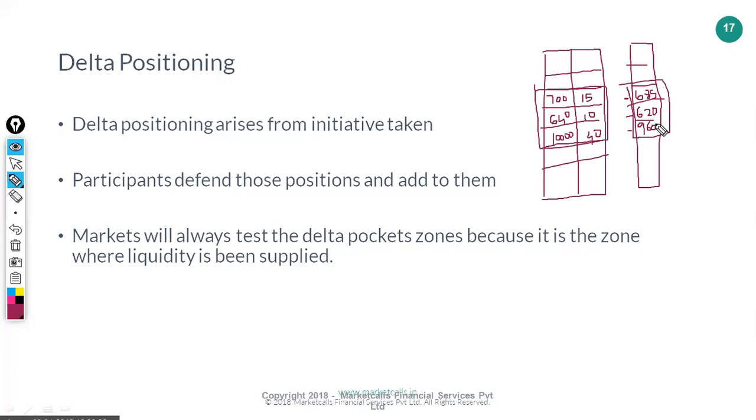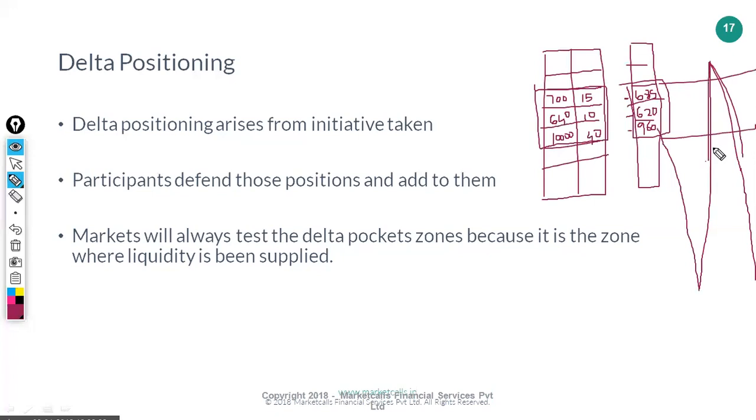So what you can see is selling activity. When the price is coming up and breaking this level, if you still see selling activity resume, that means some interested parties are still there, and that will act like a resistance zone. Every time the price is trying to take this level, you'll be seeing some selling activity. Whenever the price is trying to break, the same sellers who participated over here will arrive to defend their levels. They will be coming again, pushing that level. That's what is called delta positioning. The participants defend those positions and add more positions to them.